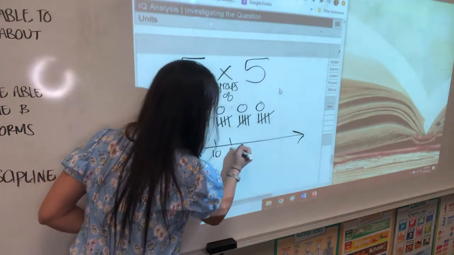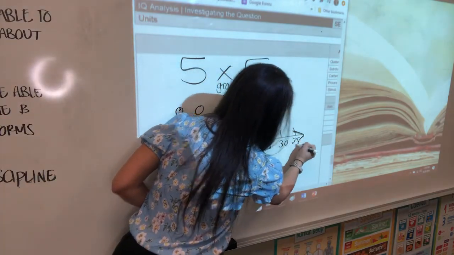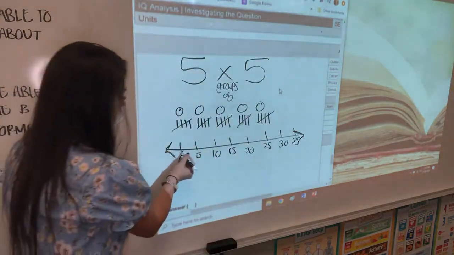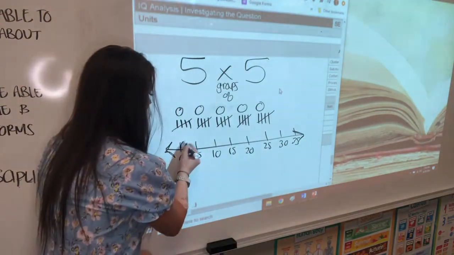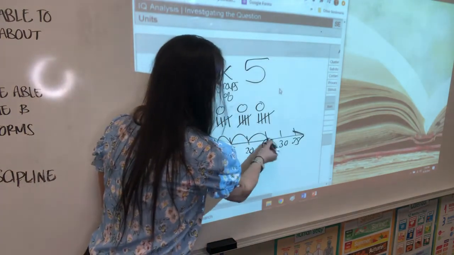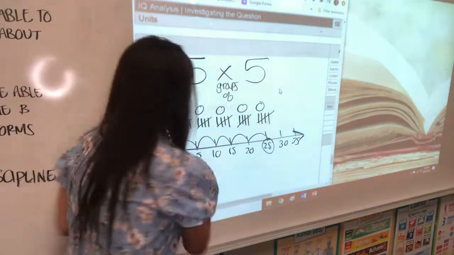5, 10, 15, 20, 25, 30, 35. And I need to do 5 groups of 5. I've got my number line. So start with 0. 1, 2, 3, 4, 5. 25. Could I also draw an array?